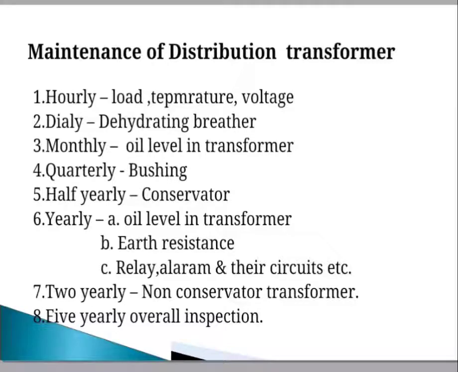Then we have to discuss the maintenance of the distribution transformer as well as the power transformer. First we discuss the maintenance of the distribution transformer. The maintenance of the transformer is scheduled according to the period, that is, we have to carry out the maintenance on an hourly basis, daily basis, monthly basis, quarterly, half yearly, yearly, 2 yearly and 5 yearly. According to the maintenance requirement of the distribution transformer, we carry out the maintenance.